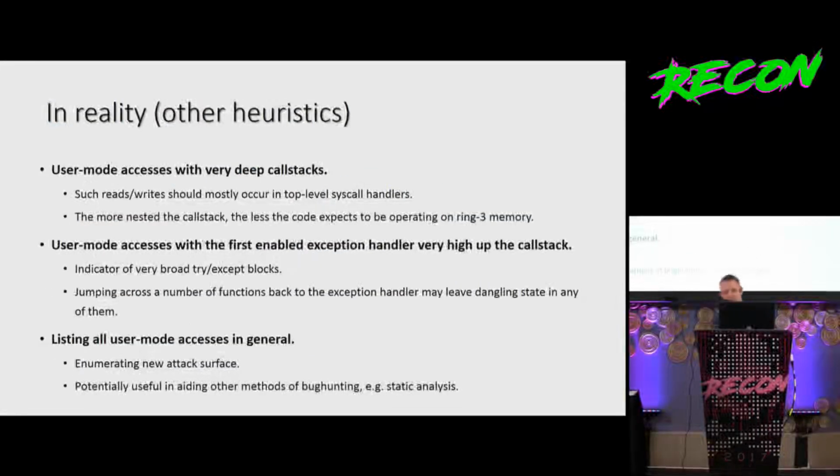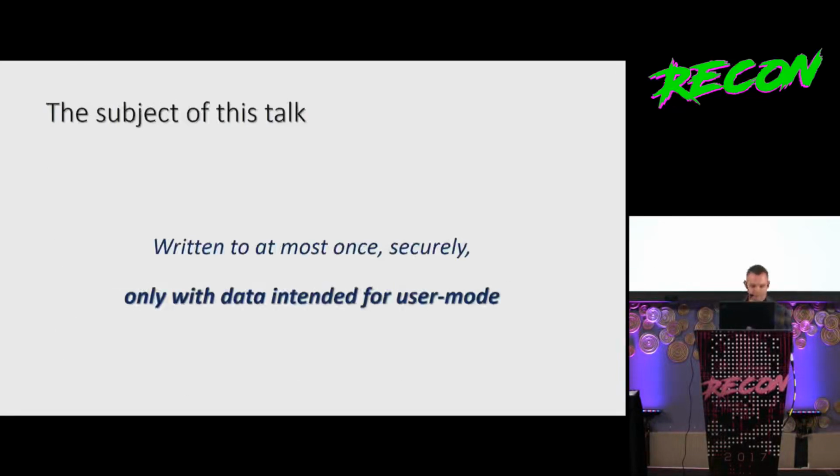And there are some other heuristics that you can use using system instrumentation. So for example, you can look for user mode accesses with very deep call stacks, which may indicate that the code doesn't realize that it's really operating on a user mode pointer. You can search for user mode accesses with the first enabled exception handler very high up the call stack, which means that any exception generated at this time would skip over a lot of functions, and this could leave some dangling state or something like this. Or you could just list all user mode accesses in general, for example, enumerating new attack surface.